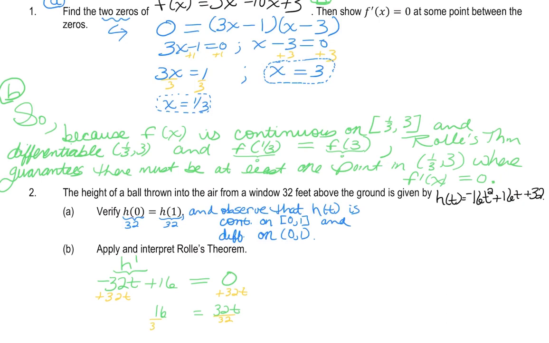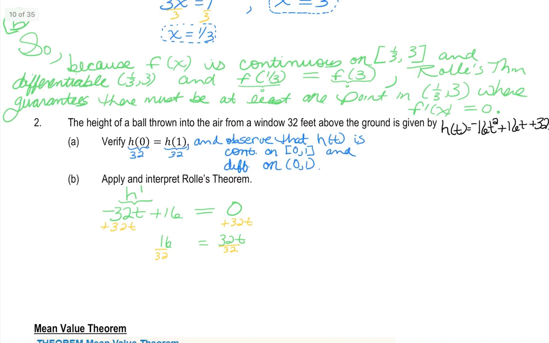So let's go ahead and add the 32t to the other side, and then dividing both sides by 32, we get t is equal to 1/2. Now t is time, which I did not specify. The height of a ball thrown into the air is given by h of t. Let's go back to the original problem, and I'll just add this here and say where t is in seconds. All right, so we have a 1/2 second.